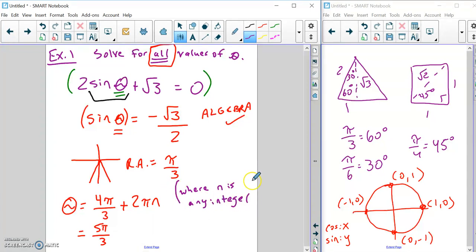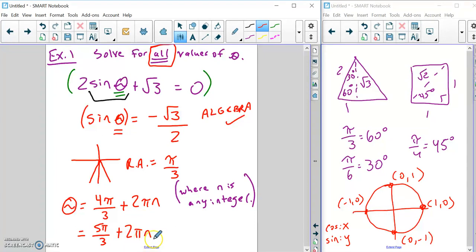Now here's what I mean by that. Let's say, for example, I plugged in 5 for n right here. What that means is I would go to 4 pi over 3, and if n was 5, that means I would add 10 pi to 4 pi over 3, meaning I would just start right here. One trip around the circle is 2 pi, so if I plug in a 5 right here, that just means I would take 1, 2, 3, 4, 5 trips around the circle, and I would end up in the exact same spot.